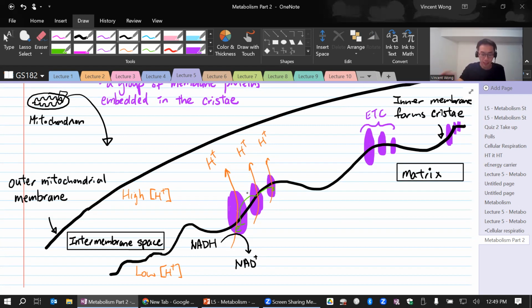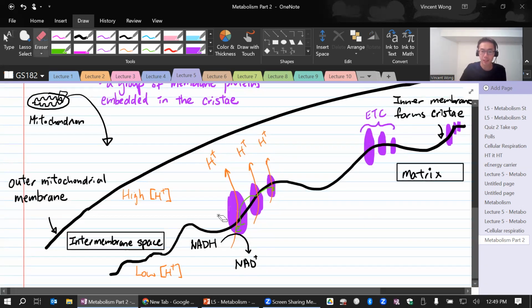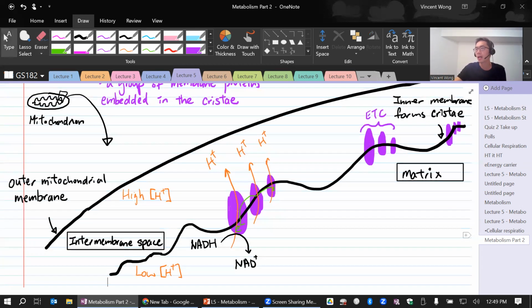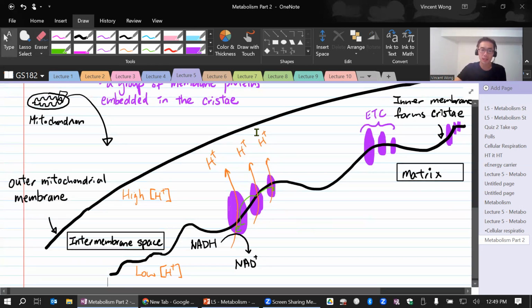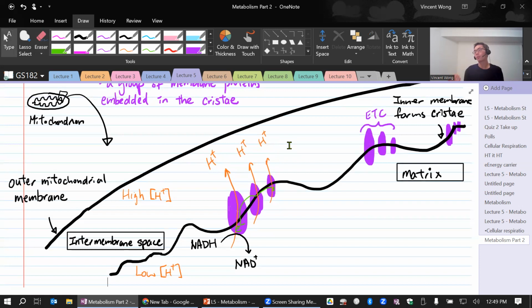So let's stop the pump for a second. We're not pumping at the moment. Which way does the H plus want to go? If you let them be and let them do their own thing, which way does H plus want to go? Do they want to go into the matrix on their own, or do they want to go into the intermembrane space? What do you think? What's the natural direction of movement for these hydrogen ions?